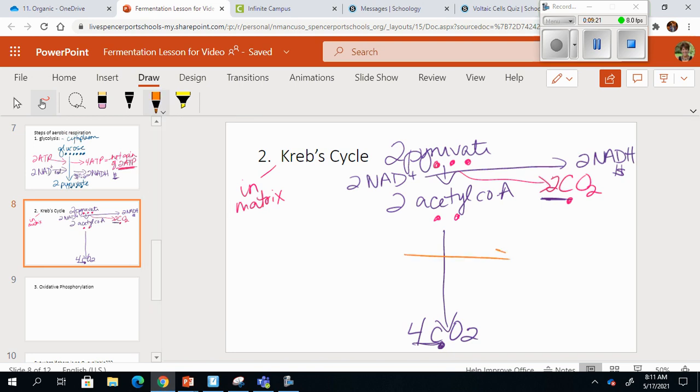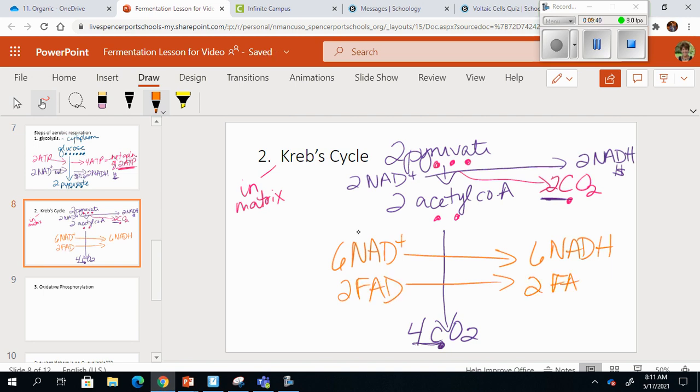But really importantly, I'm going to make some more of that cash money. I'm going to change 6 NAD pluses into 6 NADHs. And now I have another kind of cash money called FAD. And I'm going to make 2 FADH2s. So put a big cash money next to this.